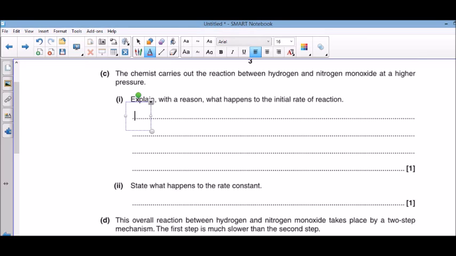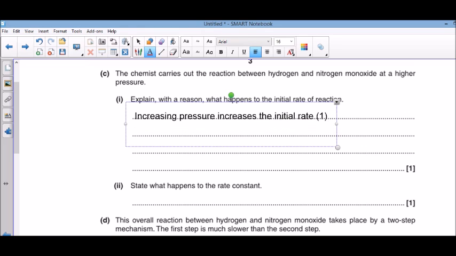Okay, continuing with part C of question 1, we've got explain with a reason what happens to the rate of reaction when we increase the pressure. So if you think all the way back even to GCSE, we've got increasing pressure increases the initial rate. Okay, so that one should be straightforward, and that's 1 mark. And then we've got to explain why that happens. So we say because there are more frequent, and I'm going to also say successful, collisions. Okay, and we get 1 mark for that.